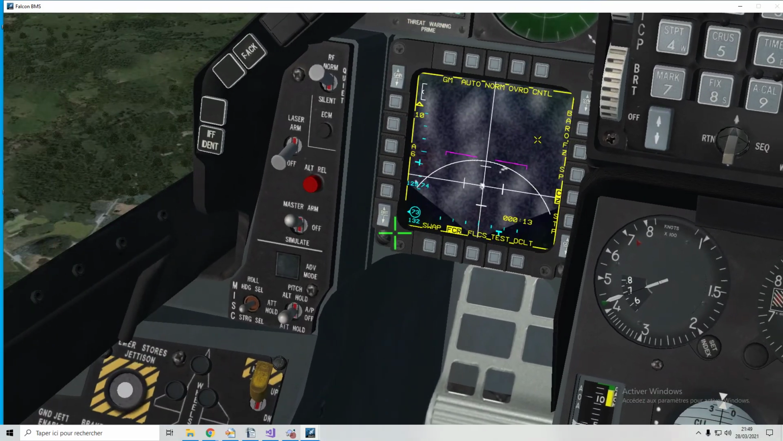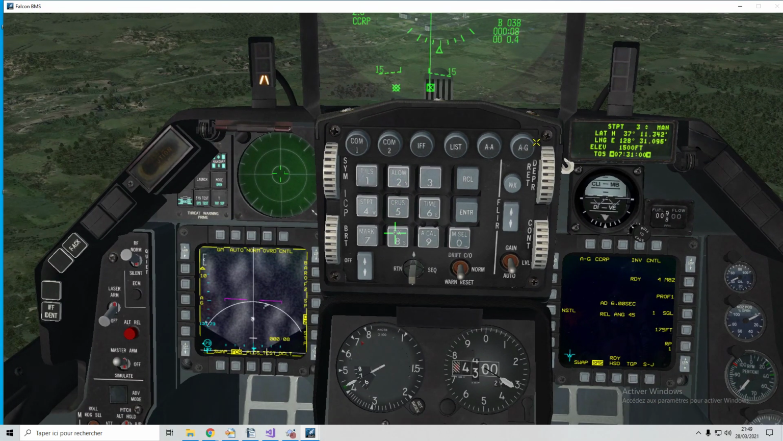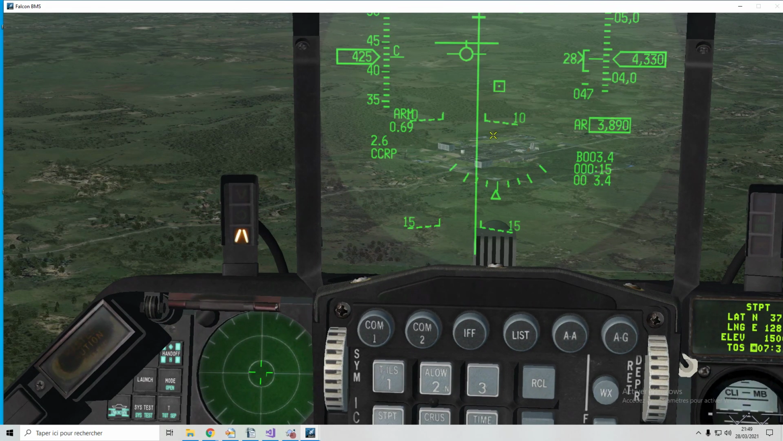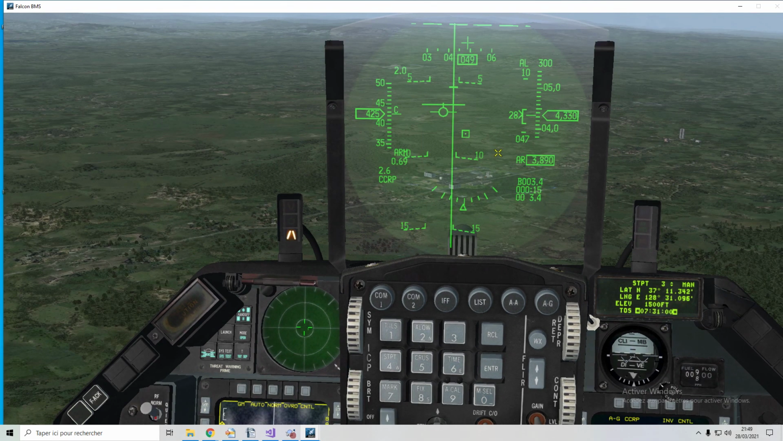So what happens here, if I put back like 1500, sorry, you can see at 1500 the cue is much higher. You have the impression that it's far away, but it's just a perspective issue.